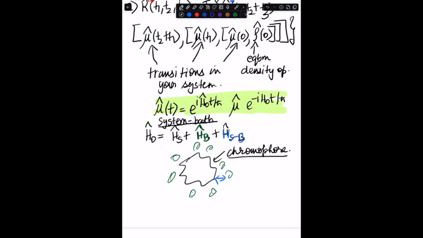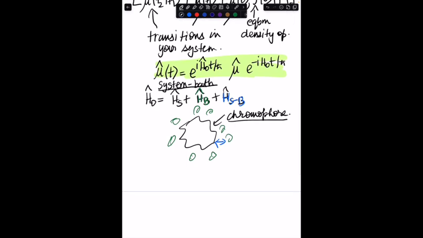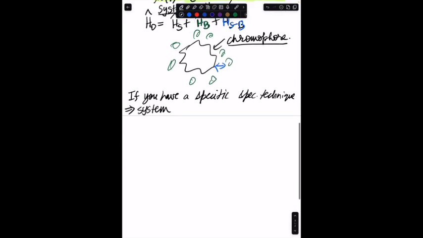So here we need to clarify the nomenclature very clearly. So if you have a specific spectroscopic technique, the system only comprises the degrees of freedom being directly probed by the spectroscopic technique.